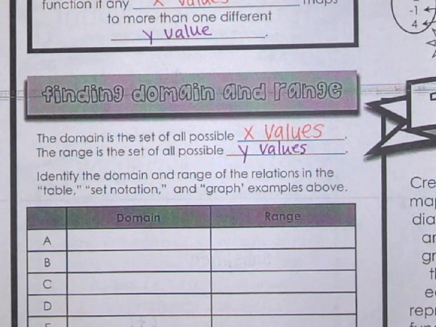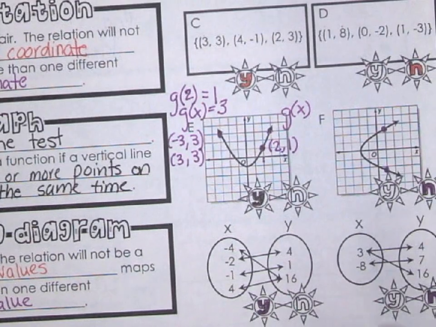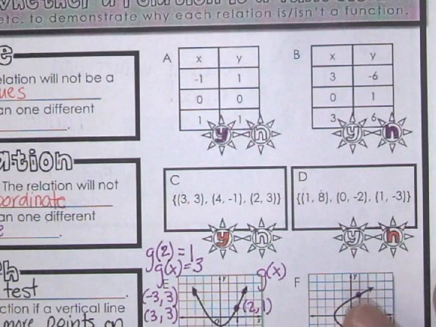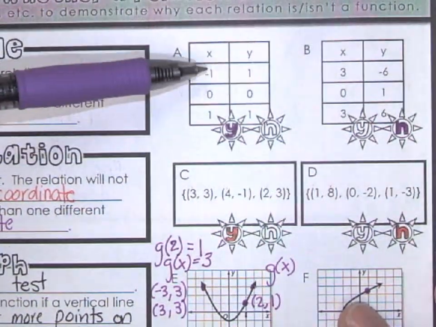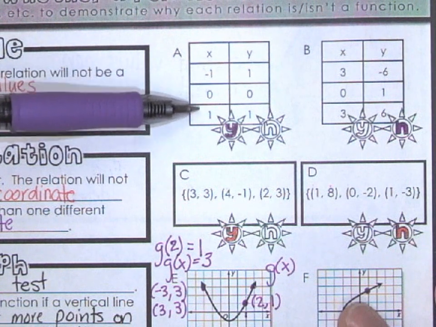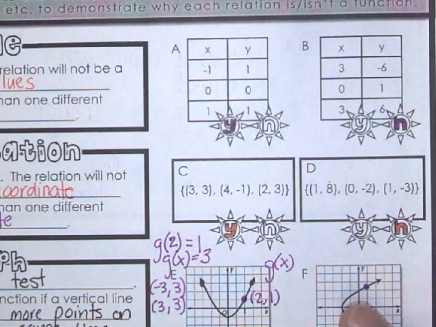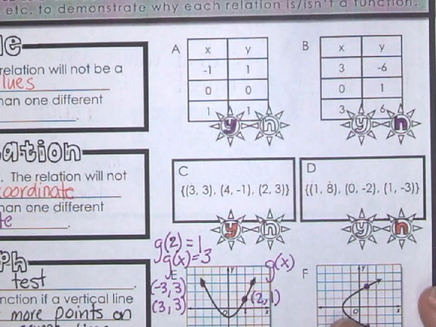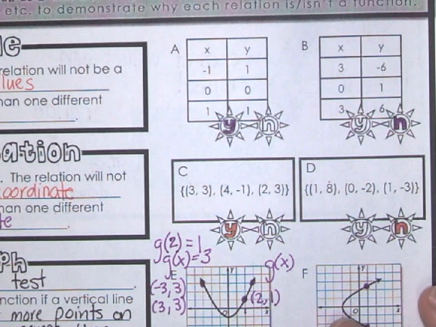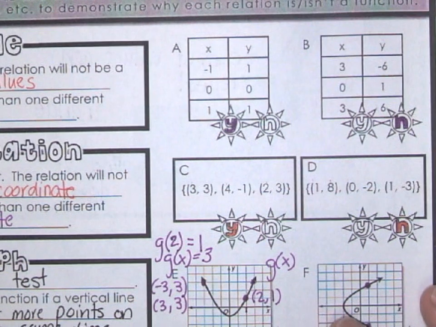Remember, some were functions, some were not. And we're going to identify the domain and the range values. So if we look back up at table A, our domain values are the x values, -1, 0, and 1. Because it is a table, it's a finite list. So those are the only possible x values we can use.